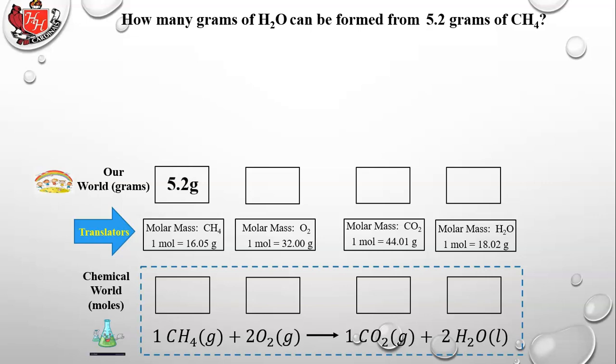So there's the 5.2 grams of CH4. It appears in the grams row above CH4. And what we're looking for, the question mark, is grams of H2O, and that appears right there in the grams row above H2O in the chemical equation. So then the question is, can you directly convert from grams of CH4 to grams of H2O? And the answer is no. We don't have any relationships between grams of CH4 and grams of H2O.